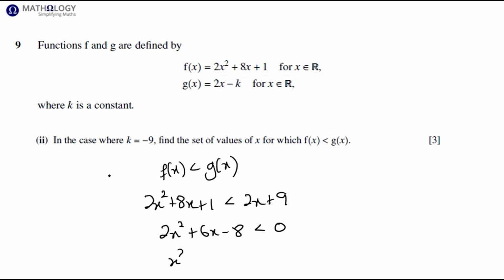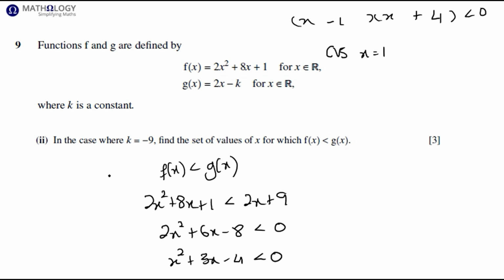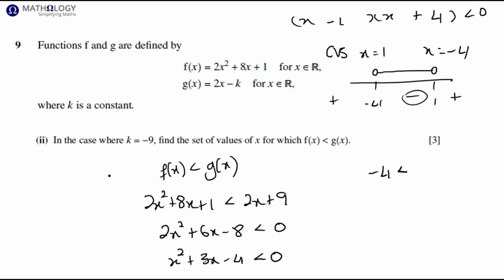We can divide through by 2. x squared plus 3x minus 4 is less than 0. So this will factorize as x minus 1 times x plus 4. The critical values will be x equals 1 and x equals minus 4. So the solution lies in the negative region here. So x is greater than minus 4 but less than 1. So that's the solution algebraically.